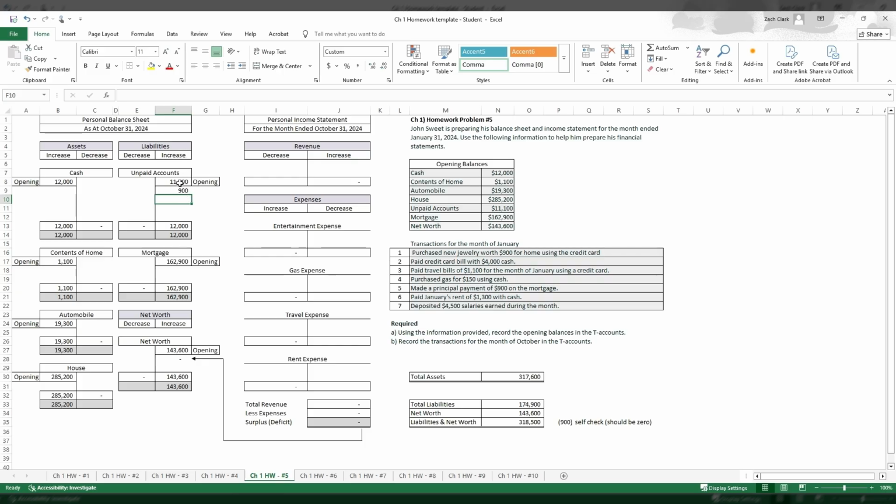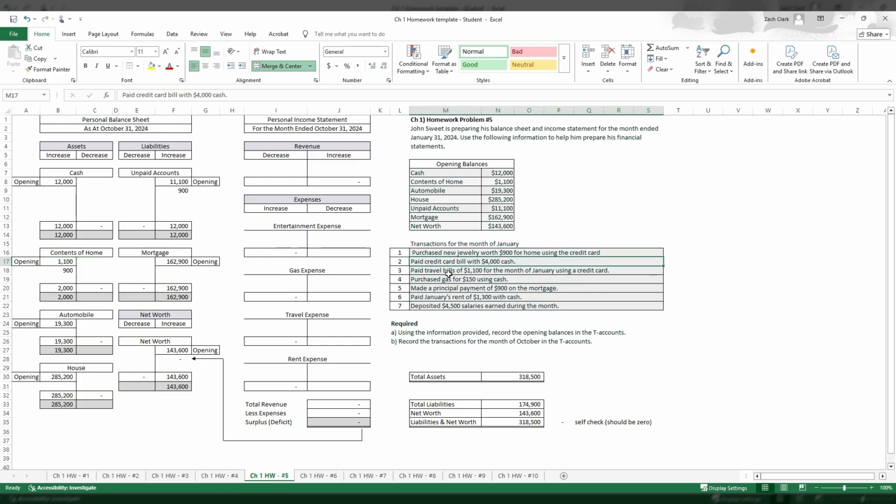So we're going to include that in our unpaid accounts account, and the increase goes on the right. And then we're going to include a $900 increase in contents of home to reflect the fact that this is an asset, the jewelry that we purchased.